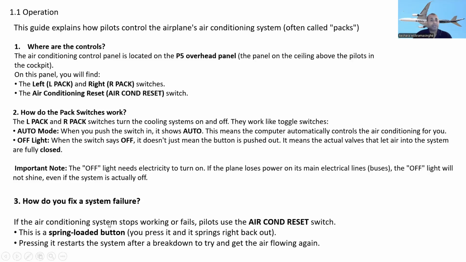Now, how do we fix a system failure? If the air conditioning system stops working or fails, the pilot uses the air conditioning reset switches. Here is the reset switch. This is a spring loaded button. You press it and it springs right back out. Pressing it restarts the system after a breakdown to try and get the air flowing again.